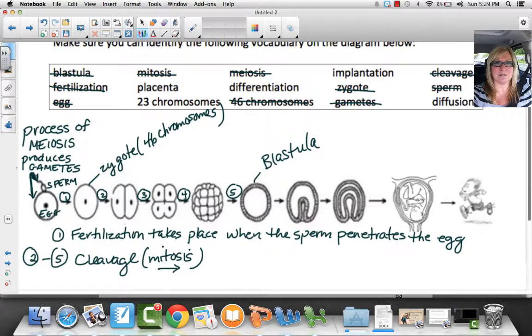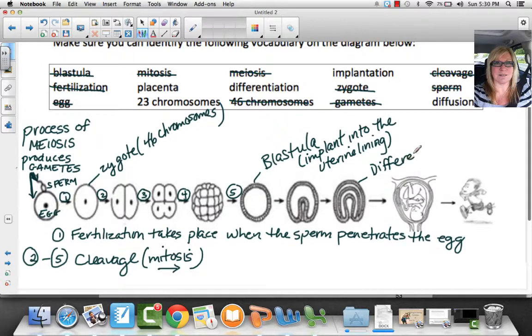And then what's going to happen is this is going to implant into the uterine lining. And then what's taking place here, when you see the different layers, this is differentiation.